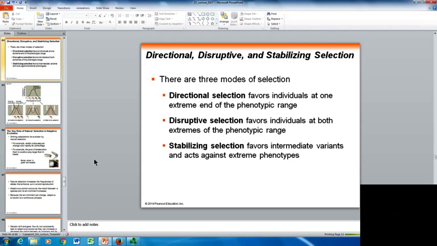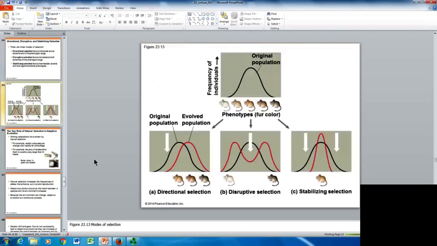So there's 3 modes of selection. Directional selection favors individuals at one extreme end of the phenotype range, so just one extreme or the other. Disruptive selection favors the individuals at both extremes of the phenotypic range. And then stabilizing selection favors the intermediate variants, and it acts against the extreme phenotypes.